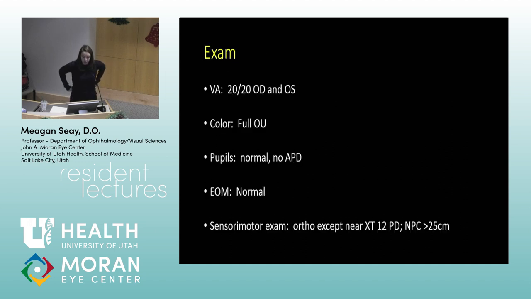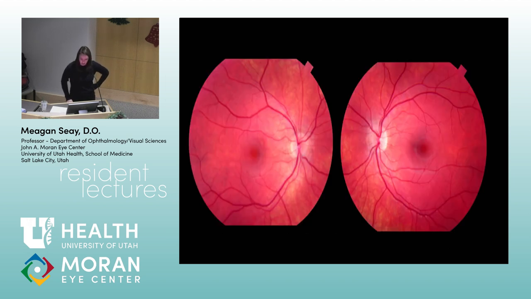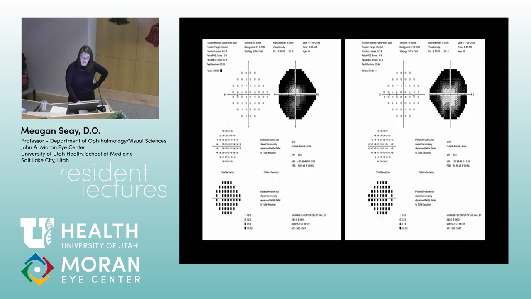So her visual acuity is 20/20 in both eyes. Basically, everything is normal, but she is an XT at near with a remote near point of convergence, going with convergence insufficiency. And these are her fundus photos, which are normal. And this is her Humphrey visual field. Describe. Yeah, so they're very constricted.